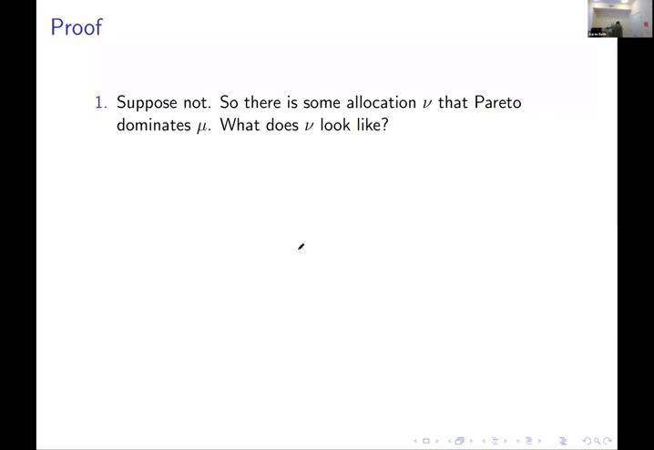And so let's approach this with a proof by contradiction. Suppose this weren't the case. What would that mean? Well, that means if the allocation that we output was not Pareto optimal, then it must be Pareto dominated by some other allocation. So let's say that it is. Let's say that there's some other allocation nu that Pareto dominates mu. And let's think about what nu must look like.